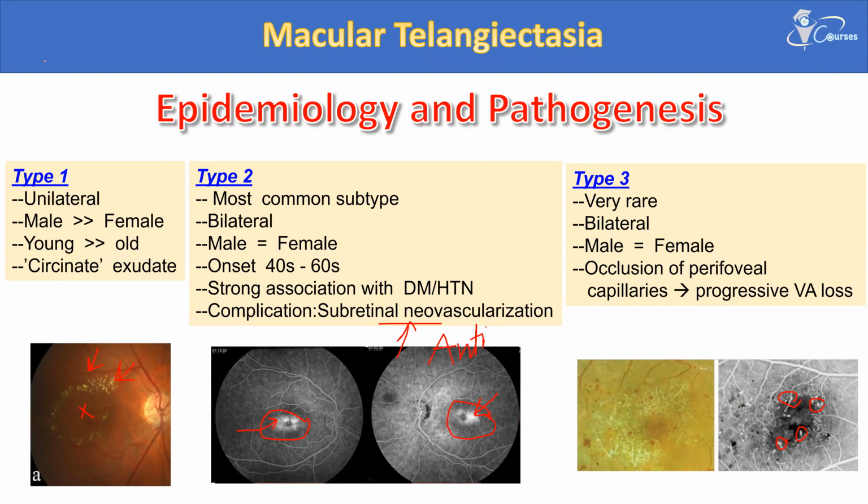So type 1 presents with circination. Type 2 presents with a grayish appearance and sometimes crystalline deposits in the fovea. And type 3 presents with occlusion of the perifoveal capillaries. Those patients, as I told you, will present with metamorphopsia or scotoma.